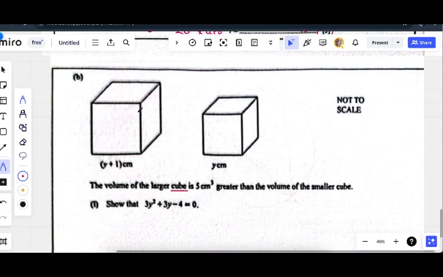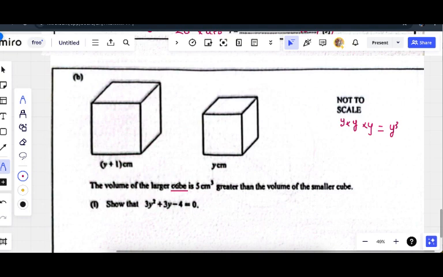Cube means the height, the length, and the width are all equal. They are all the same. So if the length is y, the width will be y, and the height will be y. So if they give you one side as y, the volume will be y to the power of 3, because it's a cube. All sides are equal.